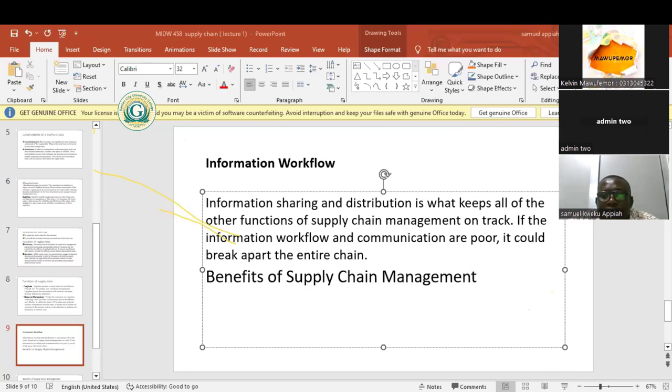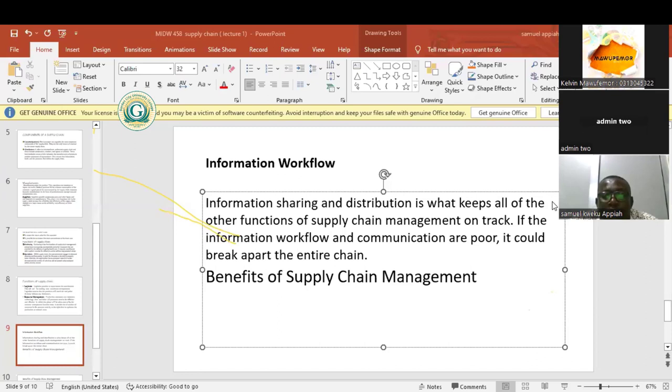Kevin, I've seen that your hand is up. Yeah, it's about the information sharing. I think you closed the curtain on it already. Is it? It's about the information sharing. I wanted to make a point, but you moved on already, so it's okay.